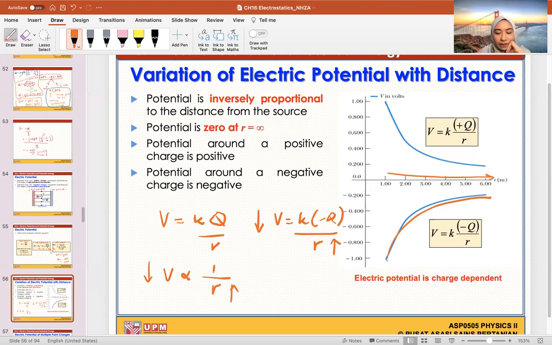Okay, mula-mula dia start pada minus 1. And then when it reaches R equals 6, the value of V becomes minus 0.2. Minus 0.2 is greater than minus 1. Okay, that's all I'm going to say about this. Just plot the thing, okay? I think you understand what I'm trying to say. It's just hard for me because it's math.